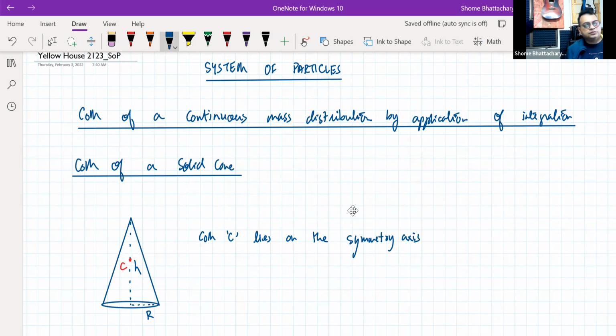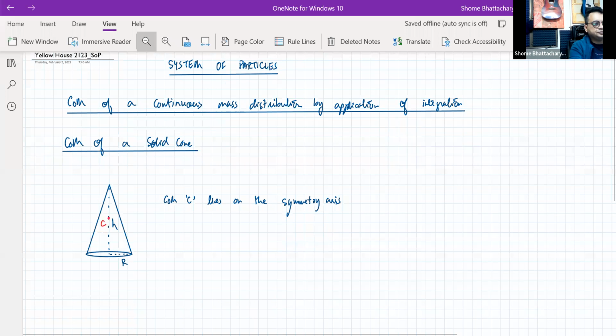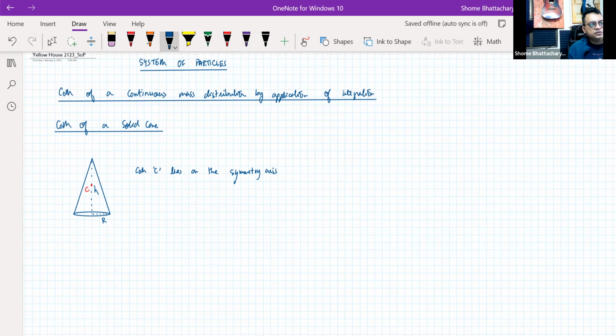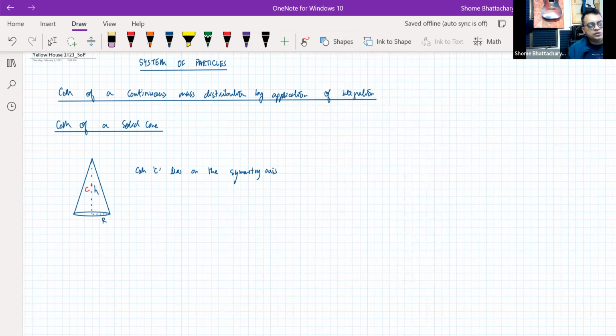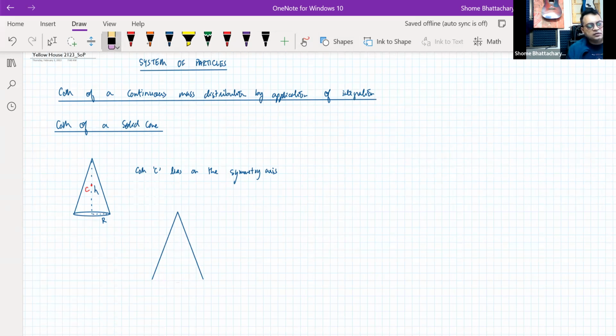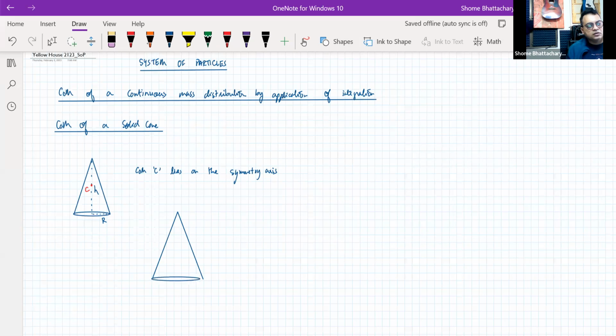This is a volume distribution of mass. So we'll have to take dm as rho dv. Okay. So to calculate the position of center of mass, first of all, what we will do is we will take the vertical height as our z-axis.